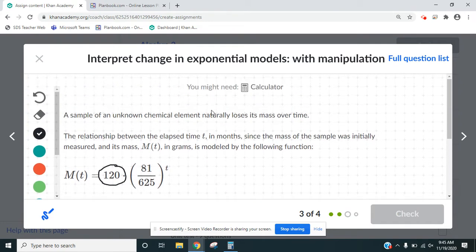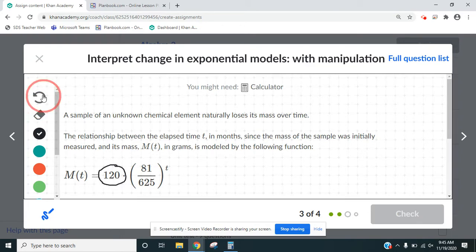So if we look back through, it says a sample of unknown chemical element naturally loses its mass over time. It's saying it starts with this much mass. It starts with 120 grams. All right. What's this? Good. We call that the growth factor.